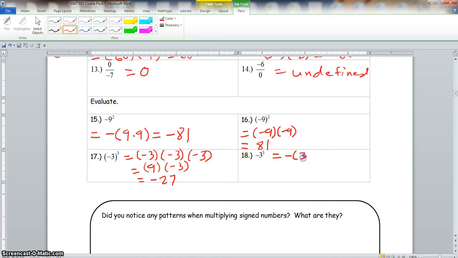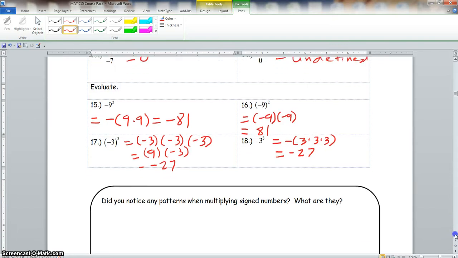be negative, parentheses, 3 times 3 times 3. So now we'll say 3 times 3 is 9, times 3 is 27, and we'll bring down our negative sign. Now we scroll down here.